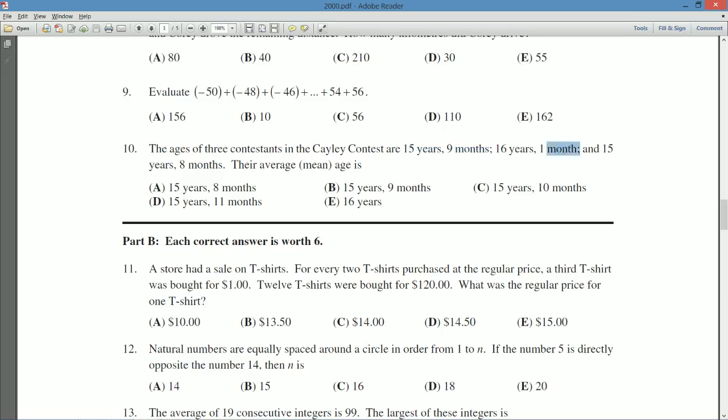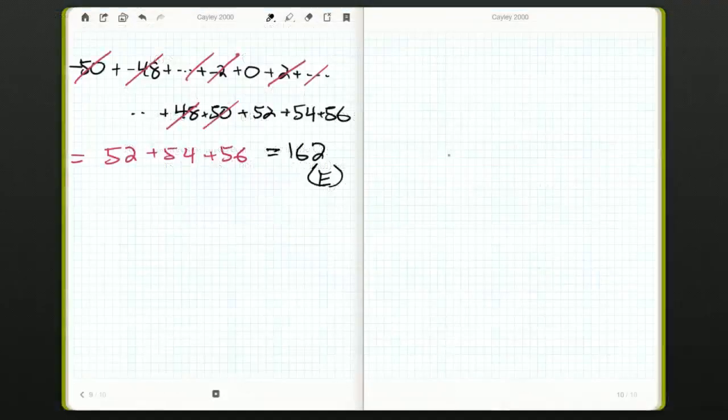See how that goes. There's 12 months in a year, so 15 years becomes, what is it? I think 180 months. Yeah, 180 months. And so we'll get a bunch of months. We'll have everything in terms of months. We'll divide by 3, and then we'll convert that back to years and months.